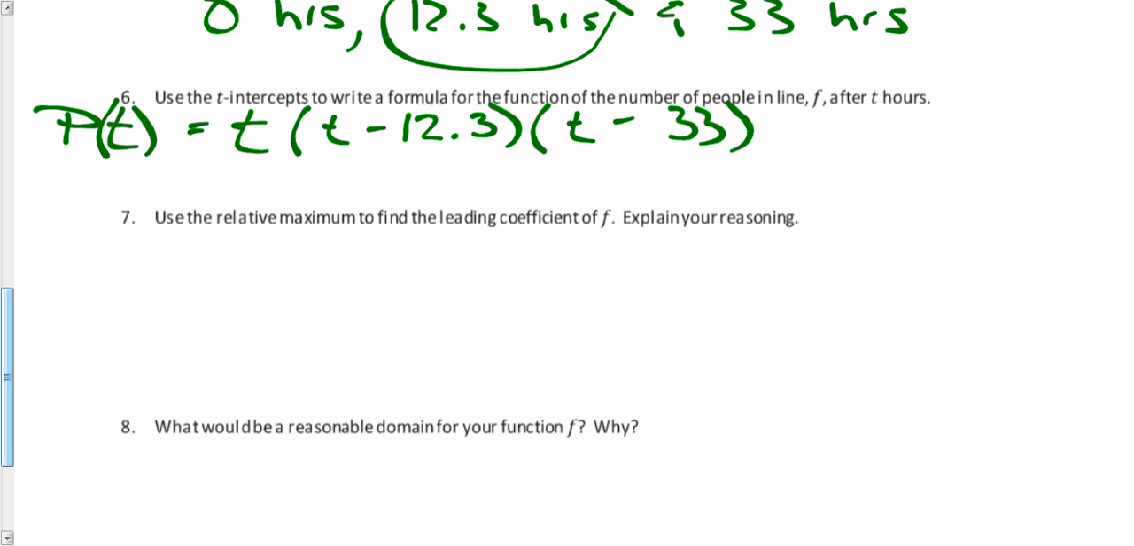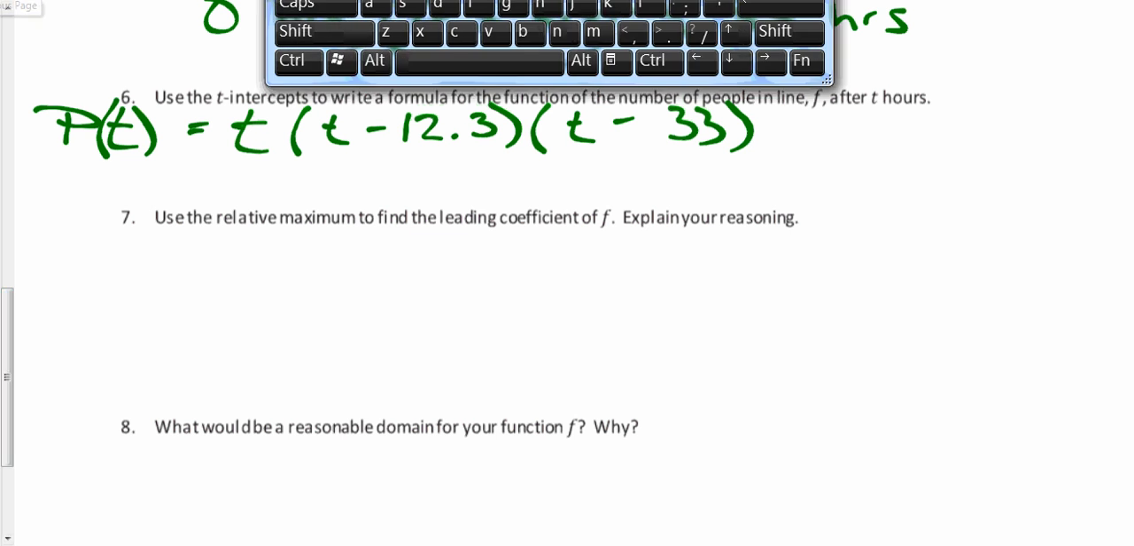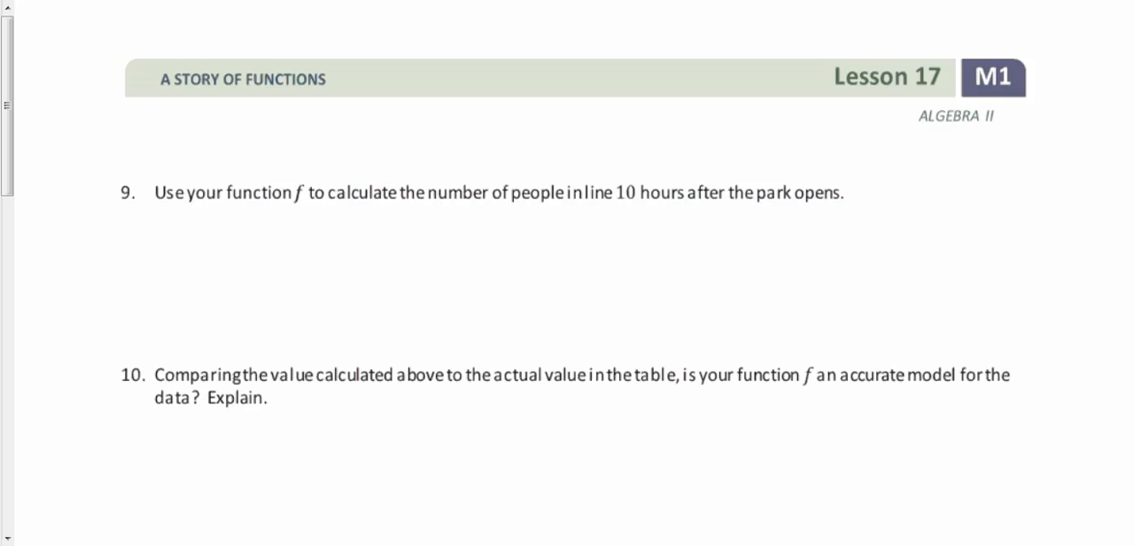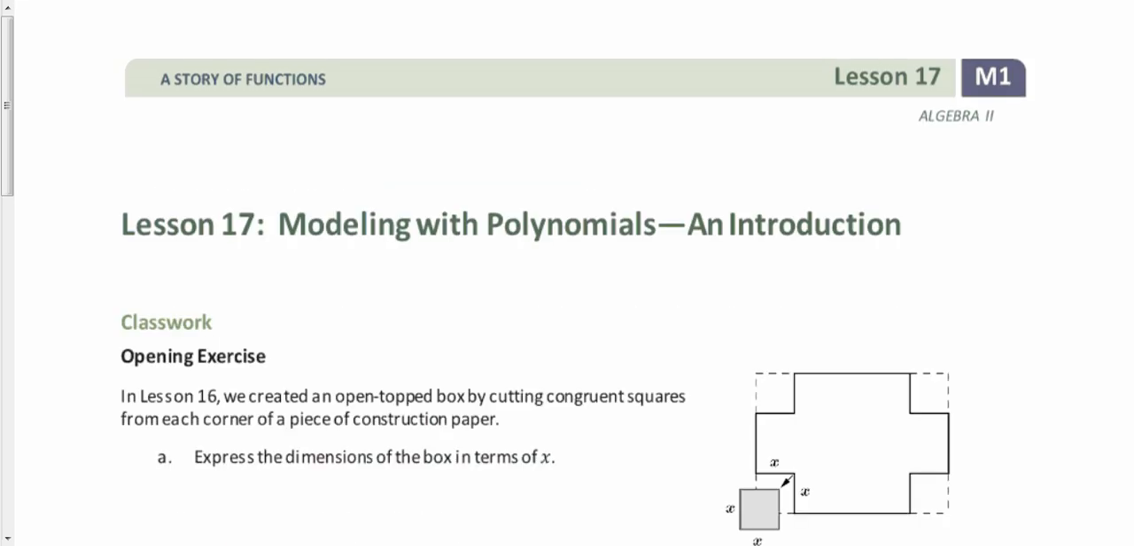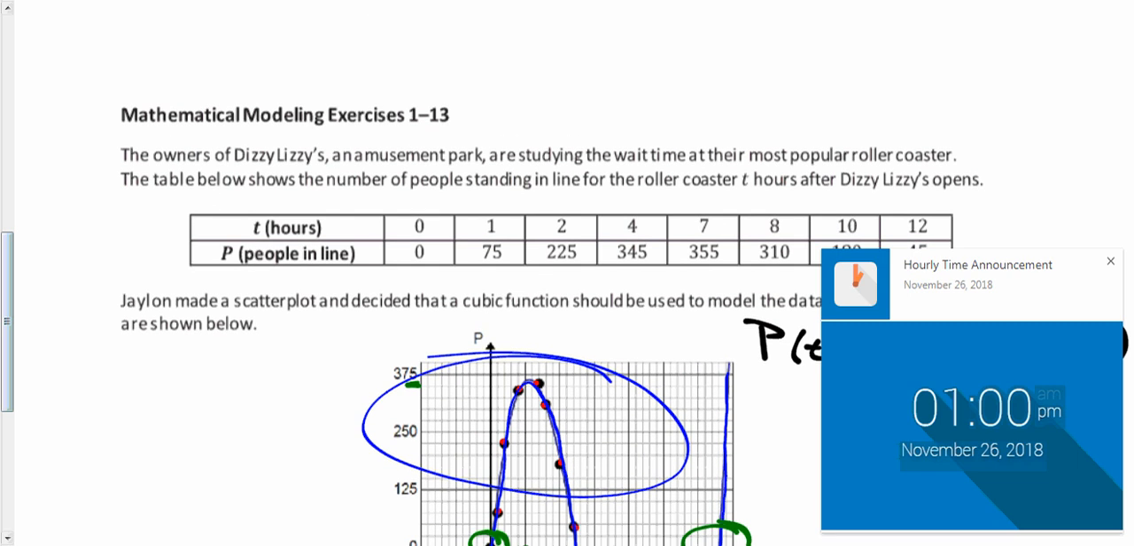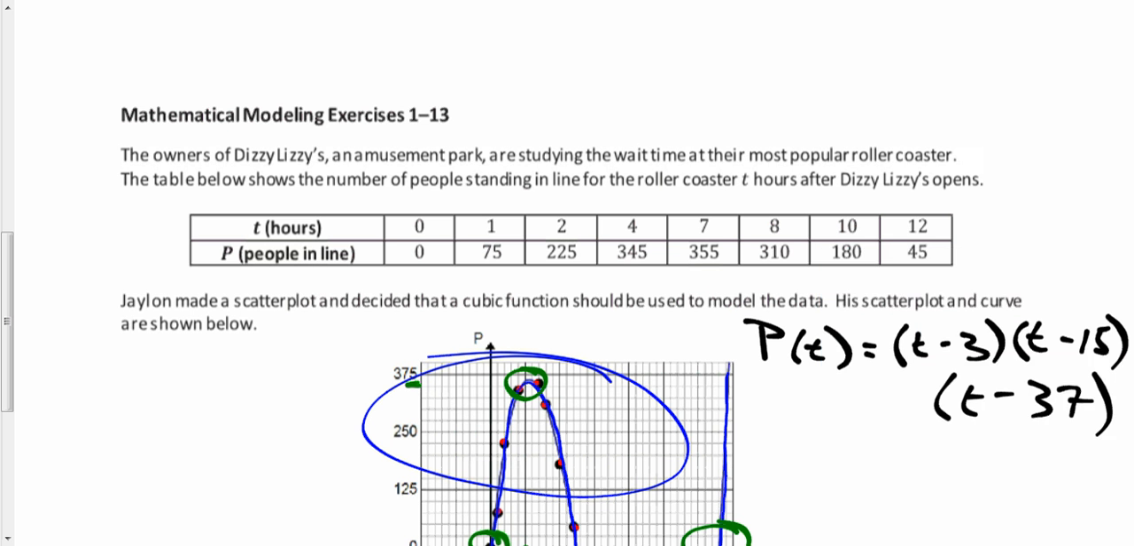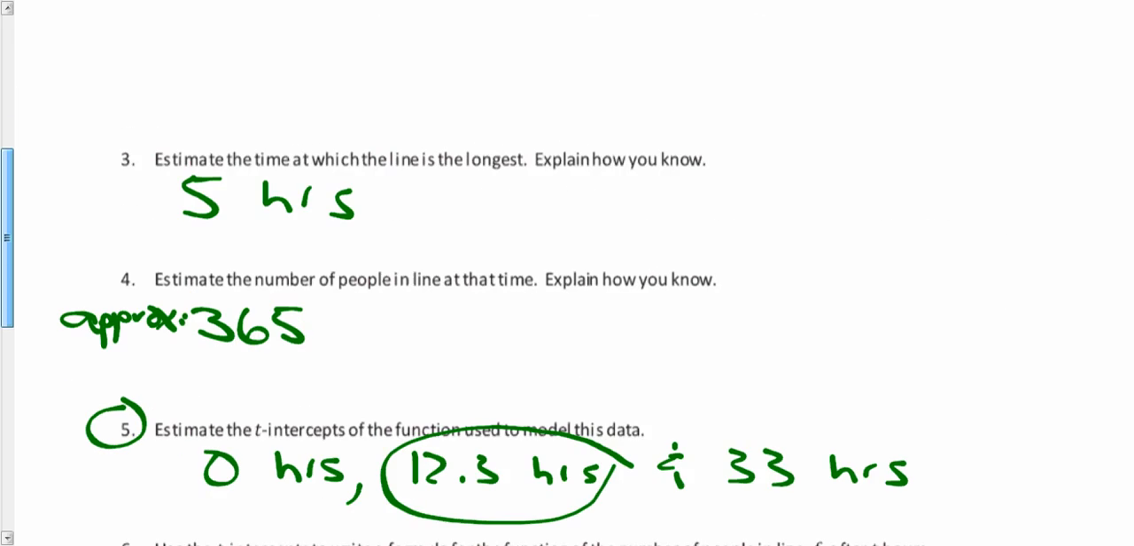All these things tell me is where that function crosses the t-axis, right? But it doesn't tell me how high this goes. So what we're going to do is use the point we found there, and use those zeros to come up with a new function. Here's how we do that.